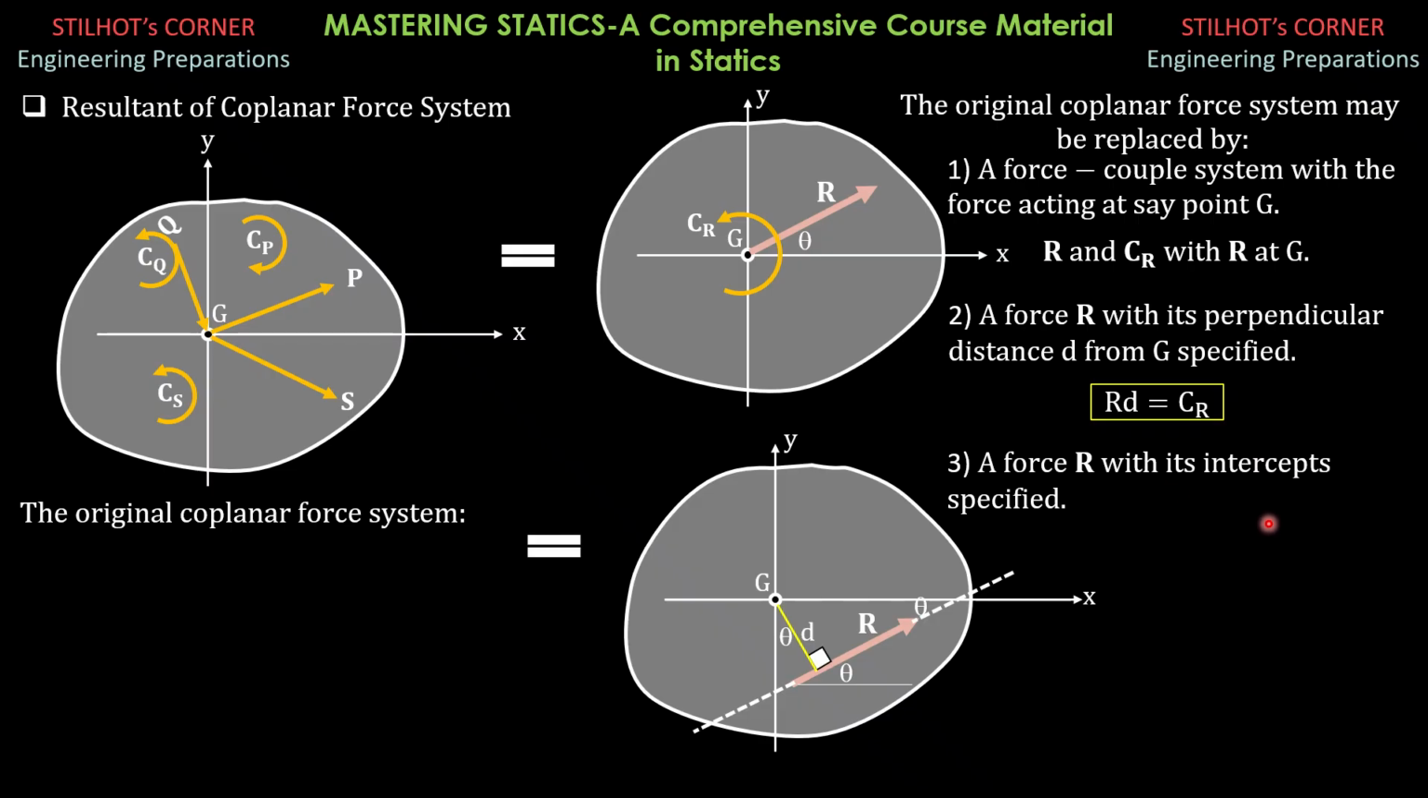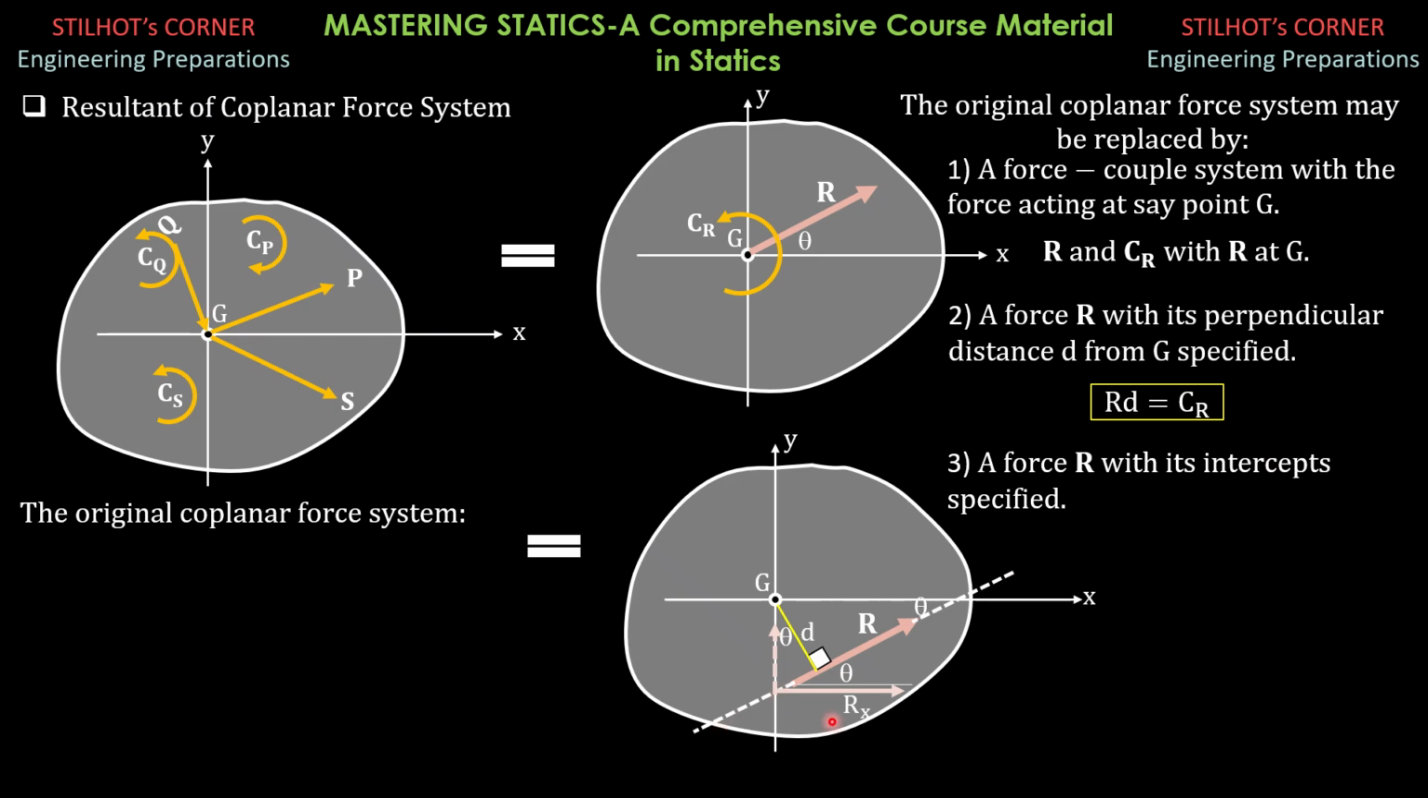Then a force R with its intercept specified. We have the x-intercept and this is the y-intercept as shown. And remember that you can move the force along its line of action only. You cannot transfer that to any other point except points on its line of action by the principle of transmissibility of a force.